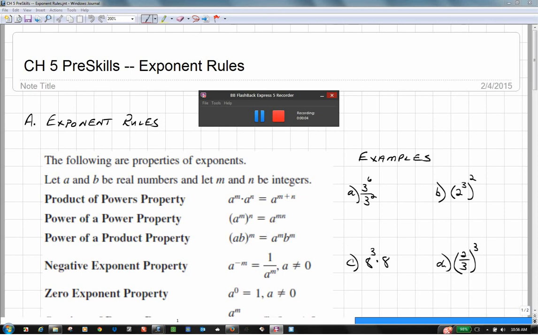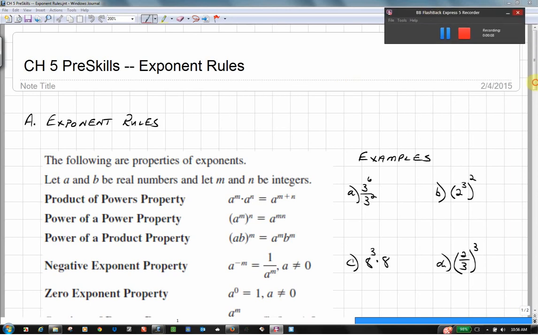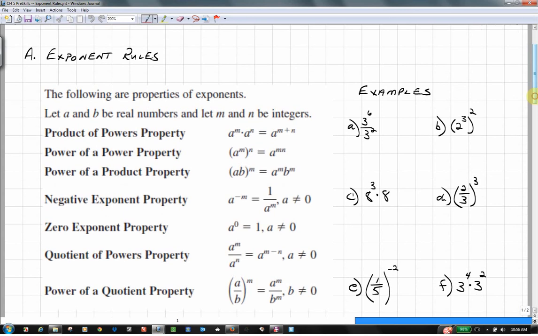Okay, this lecture is exponent rules. This is not exactly in the book. The book starts out with, I believe, exponent rules for fractional exponents. The rules are the same, but they're a little easier when you don't have fractions. So here are the rules, and I'll walk over them pretty quickly.